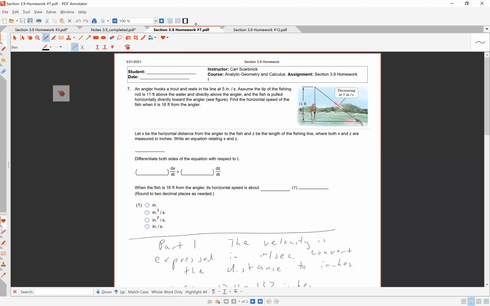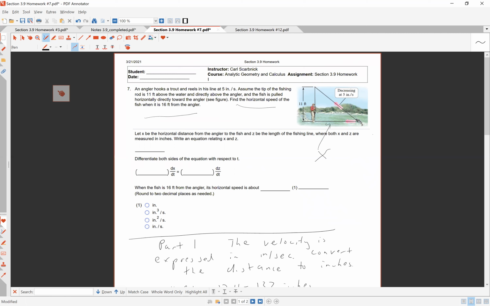Okay, so someone's going fishing and they're pulling this fish in, and we want to know, what is the speed of the fish when the fish is 16 feet from the, I guess, the angler? I don't really know a lot about fishing. So I assume the angler is the person fishing. Okay, so x is the distance here.